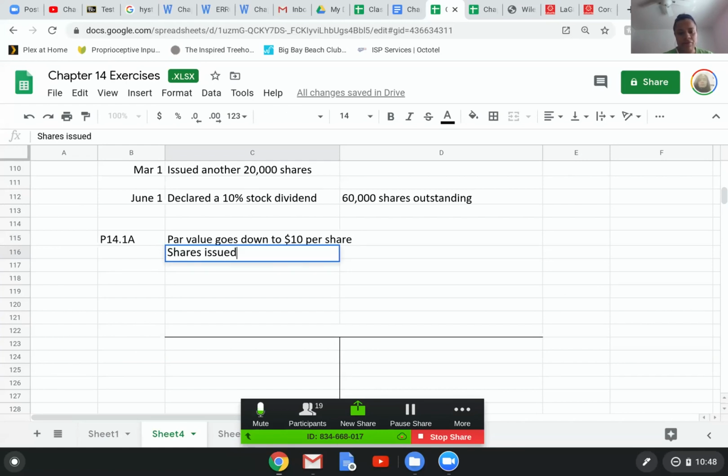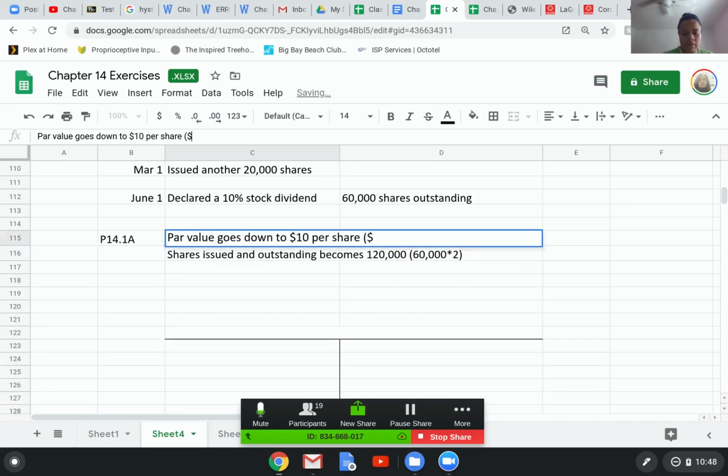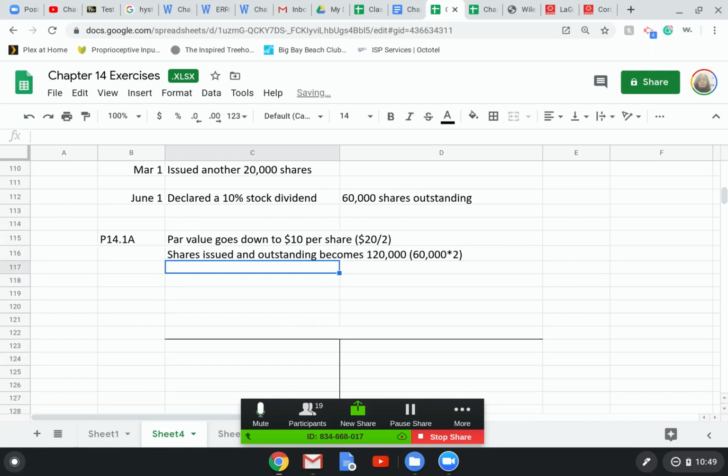So shares issued and outstanding becomes 120,000, which is 60,000 times 2. And this was $20 divided by 2. All right, what else? And then there is no journal entry. There's no journal entry, that's correct.